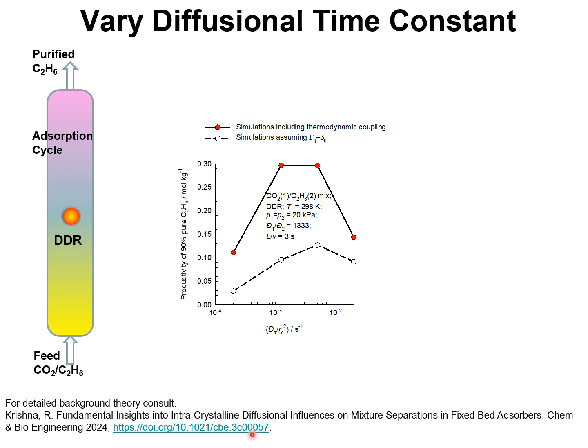So the LDF model works rather poorly for anti-synergistic separations of mixtures of CO2 and C2H6 using DDR zeolite.